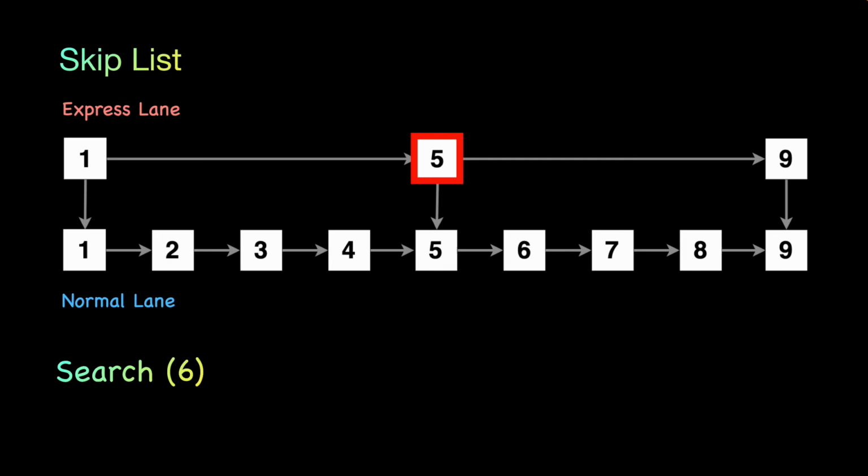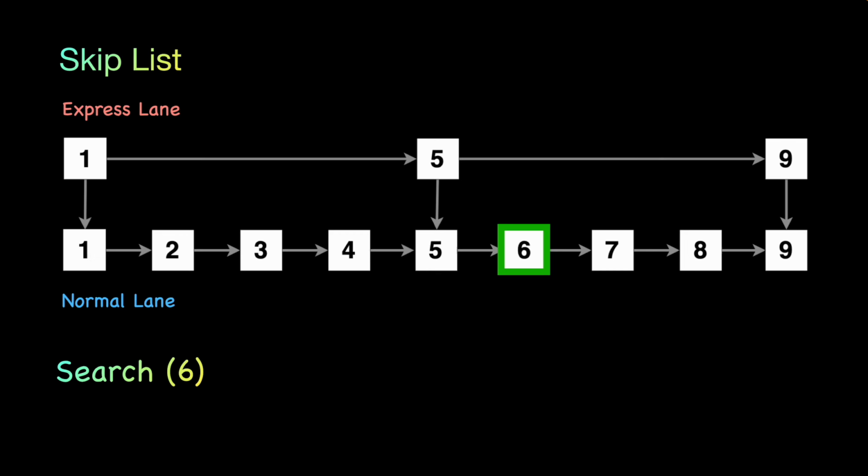So since that is the case, the value of the next node in the express lane is greater than the number that we are searching. So now we are going to go to the normal lane. So 5 is already not equal to 6. So let's go to the next node. So now we are coming to 6. Is 6 equal to the number that we are searching, 6? Yes. So we have found 6.